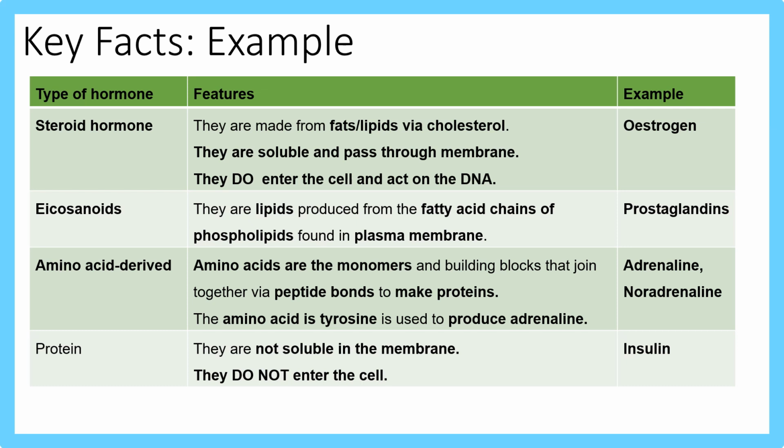And there's a variety of different types of hormones. Steroid hormones are made from fats or lipids, from cholesterol. They are soluble, so they can dissolve and pass through the membrane. They do enter the cell and they can act on the DNA. A key example is estrogen.